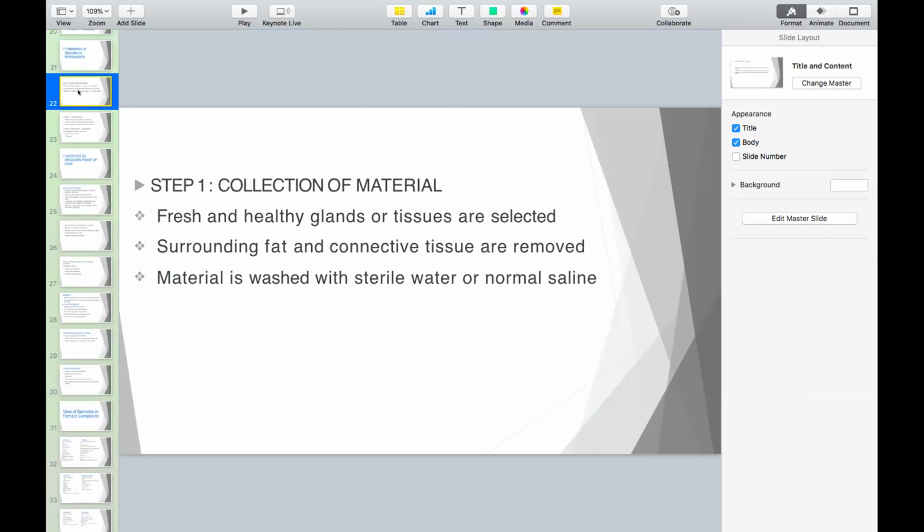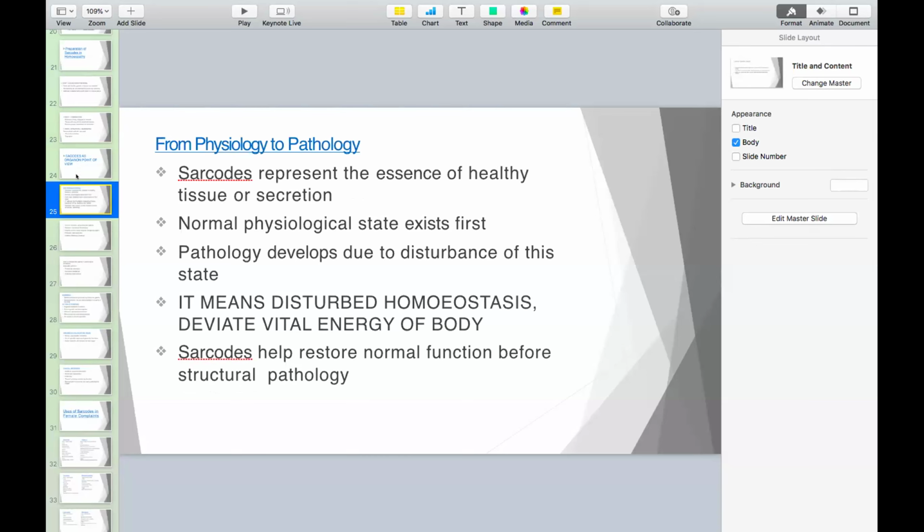Third step is extraction. What we consider is the macerations.